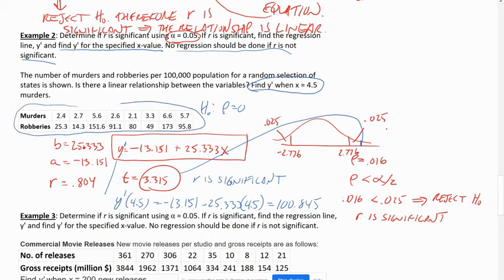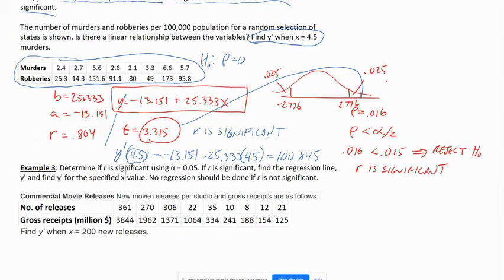between the number of murders and the number of robberies. And so as one goes up, the other one goes up as well. And so this, when we plug in 4.5, that's telling us if we have a state where there are 4.5 murders per 100,000, then we would expect to have 101 robberies per 100,000 people in that same state.